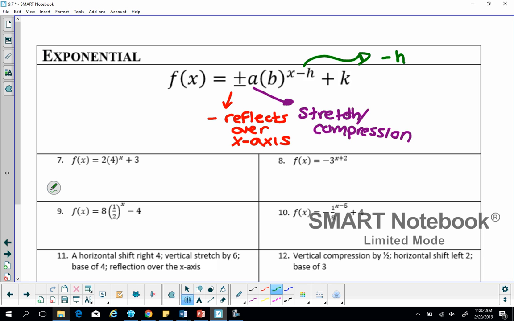Stretch. What's minus h? Zaylin, I should see the back of your head. Dante, I should see the back of your head. What's that, Zaylin? What is minus h? Stretch slash compression. Yep.